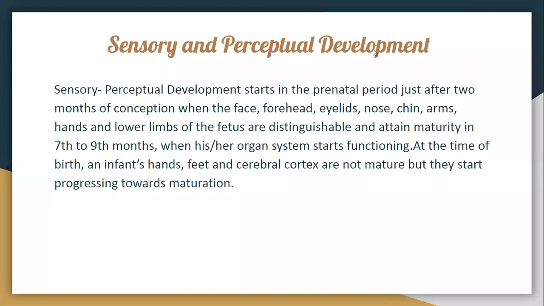The last domain of development that we have to explore is sensory and perceptual development. Sensory and perceptual development refers to the development of your sensory processes and your perceptual ability. It starts in the prenatal period just after 2 months of conception, when the face, foreheads, eyelids, and the features of a human become distinguishable in the fetus, and they attain maturity in 7 to 9 months. At this time the organ system starts functioning properly.